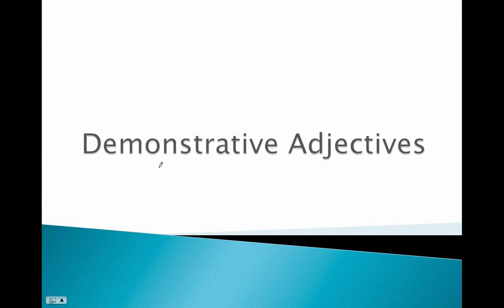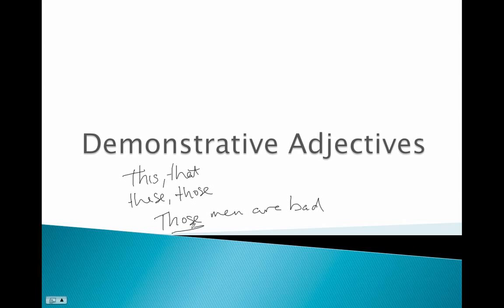This lesson introduces you to a new set of adjectives called the demonstratives. As the name implies, they're going to point out things. In English, this is the this and that, and the plurals, these and those. So if I want to say, those men are bad, those is a demonstrative.